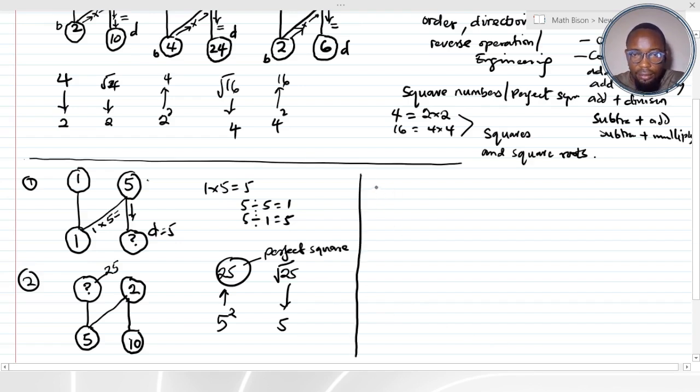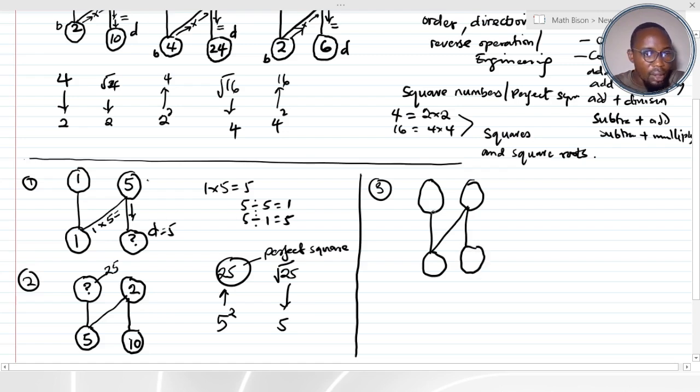In the third question, we have the same pattern, same diagram. Let's see what is different this time. We have 49, which is another perfect square, but here we have 7, which is true. The square root of 49 gives us 7. But here we have this question mark in part C, and we have this 35.